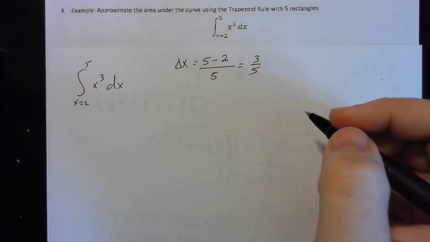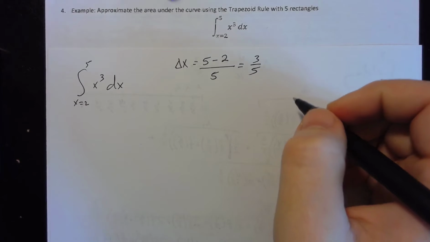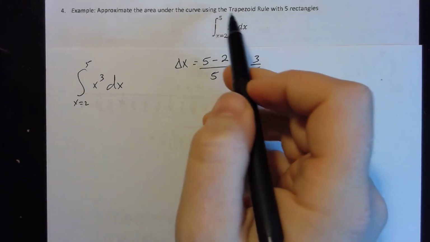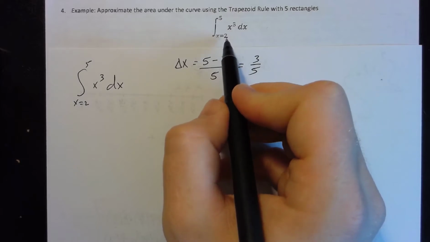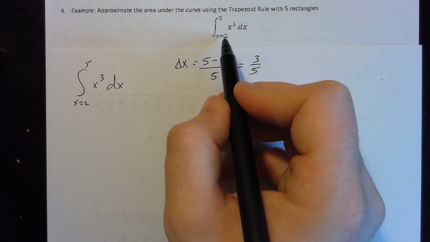In this video, we'll once again be covering the trapezoid rule. The trapezoid rule in this case will be looking at this integral going from x equals 2 to 5. Keep in mind that this time we're going from 2, not from 0. So it does change things ever so slightly, but it's not a drastic change.